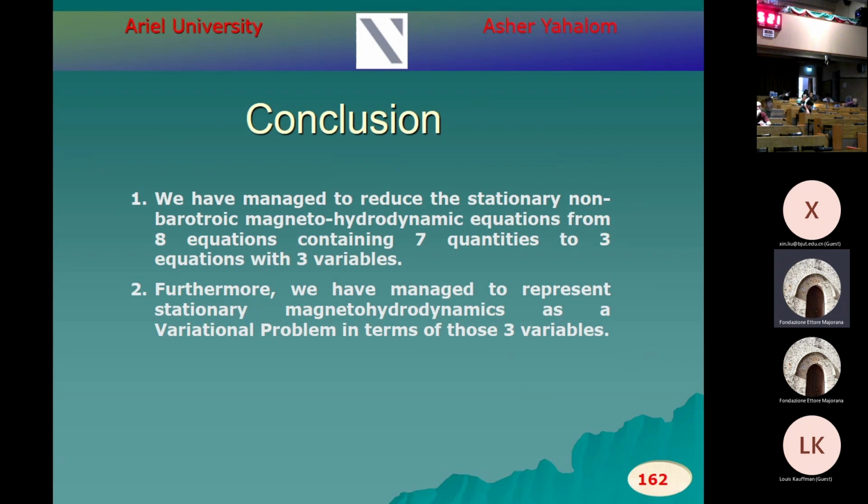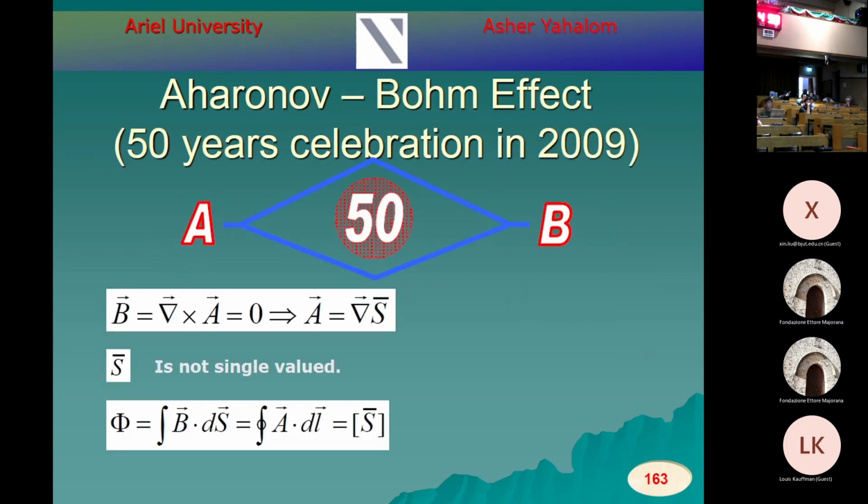So we have managed to reduce the stationary non-barotropic magnetohydrodynamic equations from 8 equations containing 7 quantities to 3 equations with 3 variables. Furthermore, we have managed to represent stationary magnetohydrodynamics as a variational problem in terms of those 3 variables. And for the last 4 minutes, let me mention briefly the Aharonov-Bohm effect.